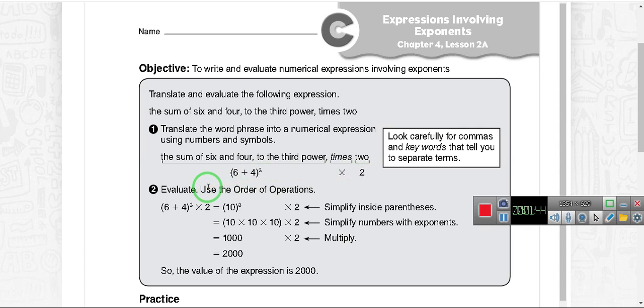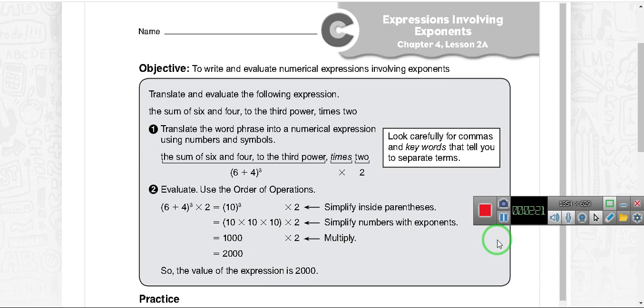Now let's evaluate it. Use the order of operations. We have 6 plus 4 to the third power times 2. We agreed that we always start with the parentheses. Okay? Parentheses, we have 6 plus 4, that's 10. 10 to the third power, that's 1,000. 1,000 times 2, the answer is 2,000. So the value of this expression is 2,000. The first step we solved the parentheses, and then the multiplication, and then we found the final answer.